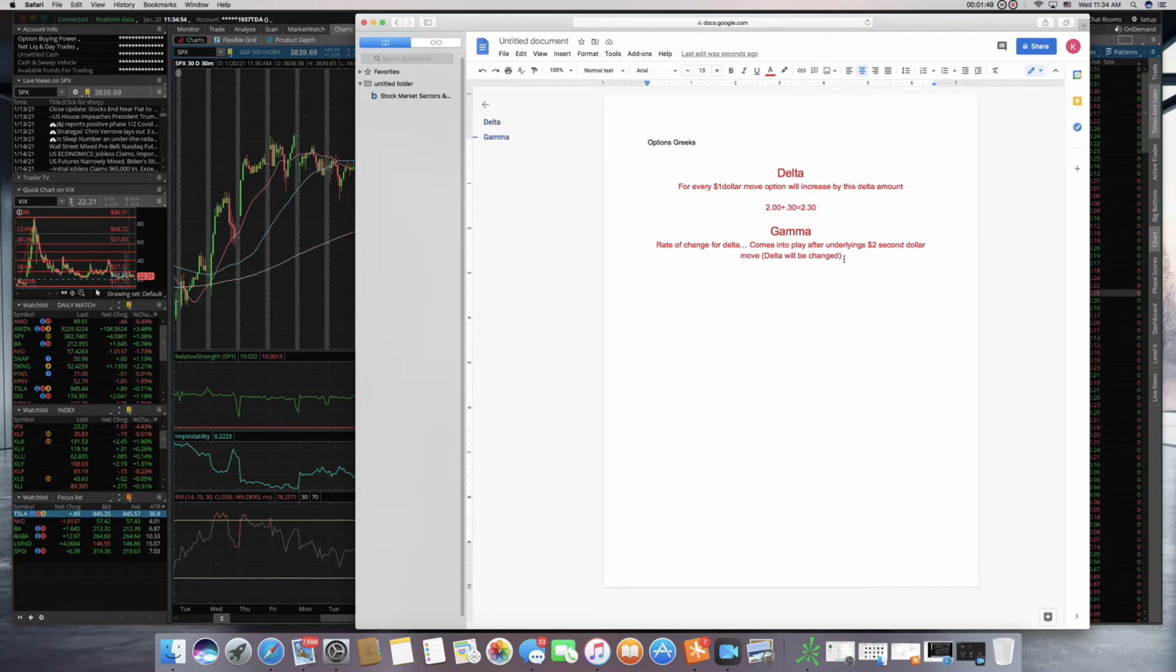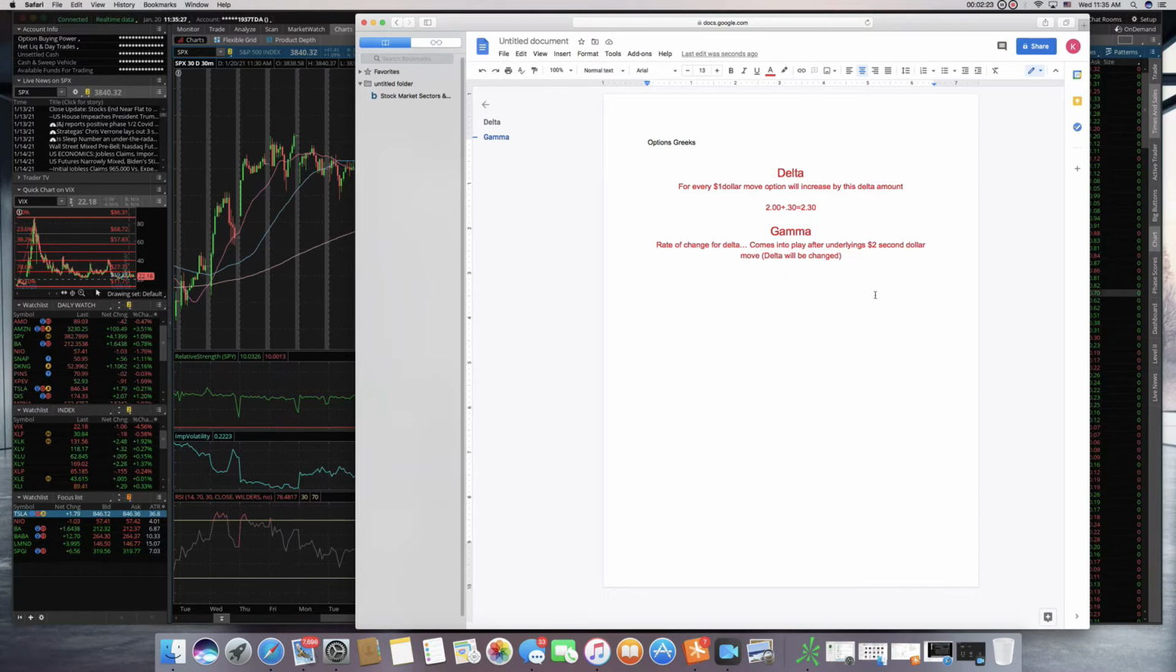Now, gamma is just another variant of delta. Gamma is the rate of change of delta. So gamma goes into delta for the second dollar move. As you see, the rate of change for delta comes into play after the underlying second dollar move, and the gamma goes into the delta. So the delta is the one that's going to be affected here, but the gamma is just showing you by how much the delta will be affected after that second dollar move.